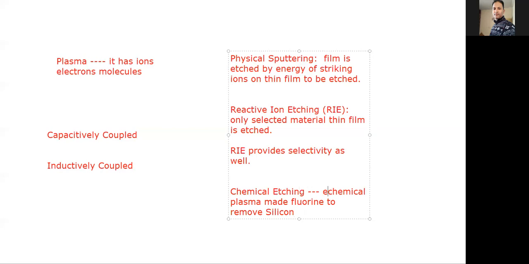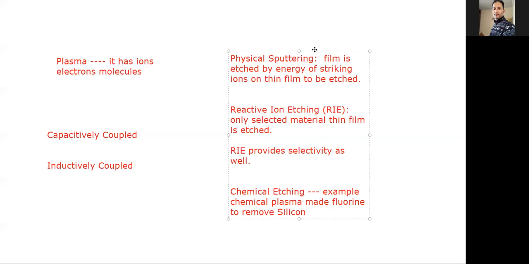As I mentioned, this is different from wet chemical etching. Here you use a plasma based on a particular chemical, and that chemical, through chemical reaction with the thin film, removes that thin film. In this case, the example is silicon being removed by fluorine plasma.